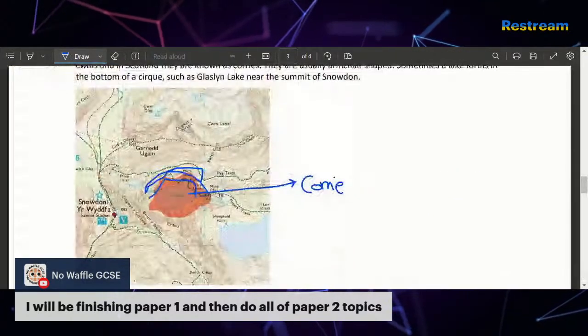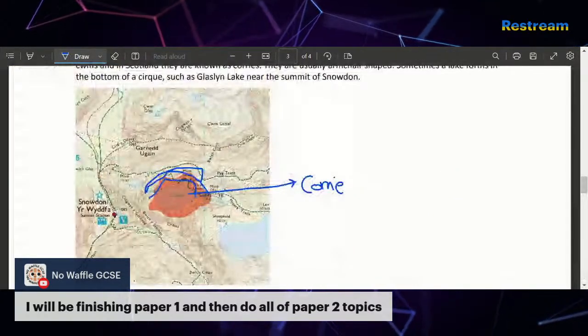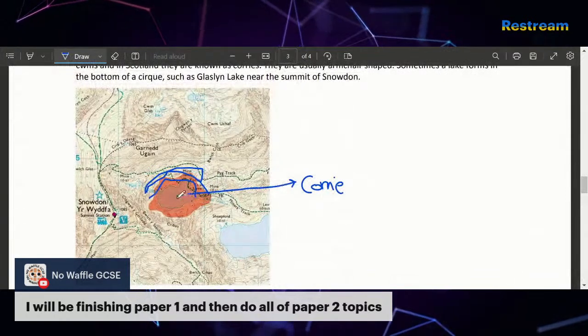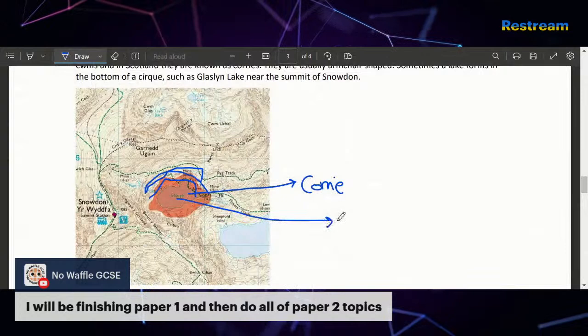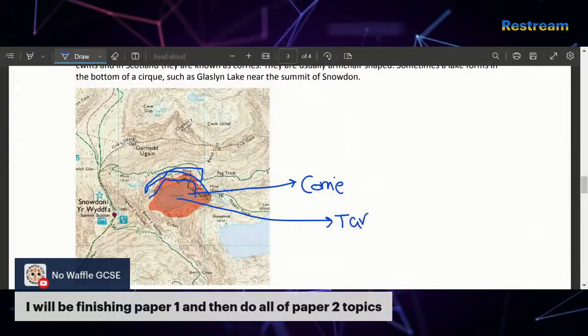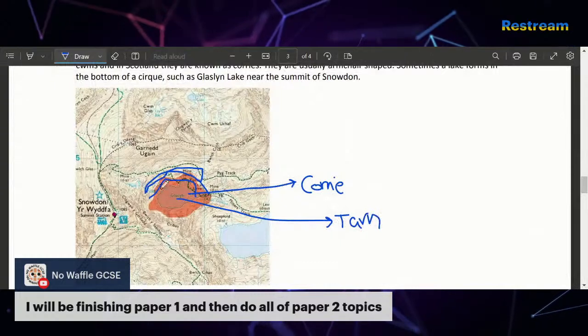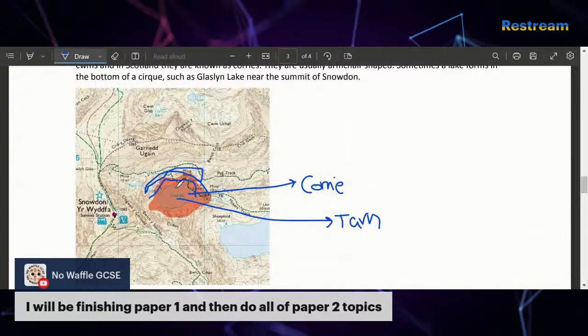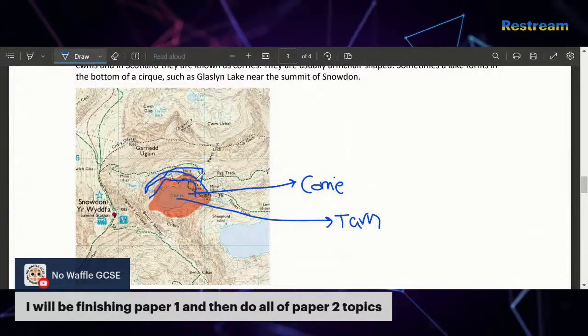Now, that's what a corrie would look like. You will also need to look at what a tarn is. This lake itself is the tarn. Remember, the tarn is the lake formed by the excess meltwater. So the corrie is this armchair shape around the tarn, and the tarn itself is this lake.